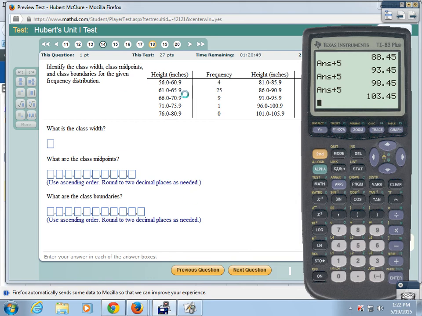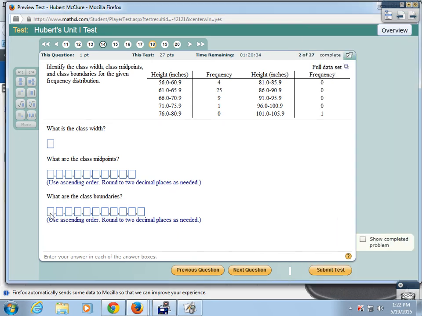Now, let me ask you this. What are these values to? Are they to the whole number, the 10th, or the 100th? They're to the 10th. So you've got to take your class boundaries to the 100th, and the 100th usually is 0.95. So your first one, what is right before 56? 55.95. And now what do you add? 5s. So it's 60.95. 65.95, and so on.